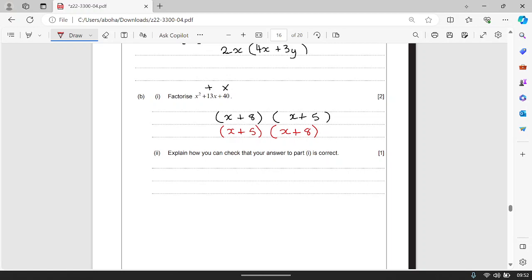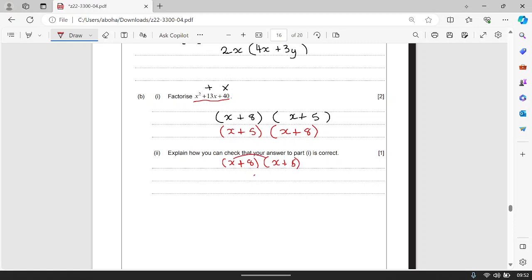It's asking you on the next part, how do you know that the answer is correct? Well, if you were to expand these, then you should get that as an answer. And just a quick reminder, to expand something just means this. You don't have to do this bit, as long as you say something like, you could just expand to check.